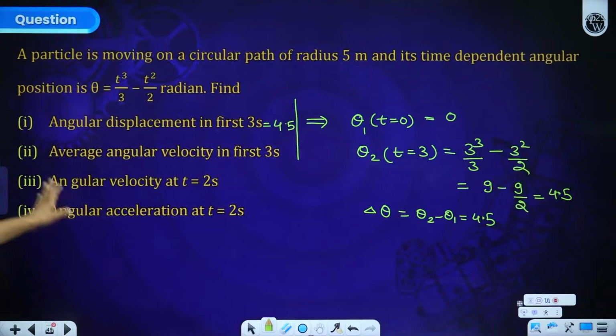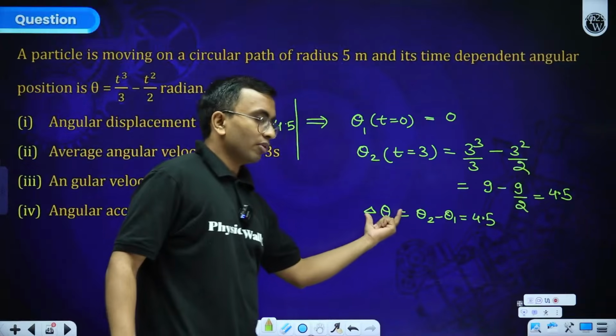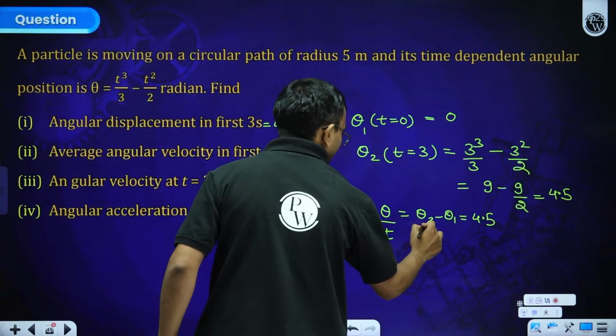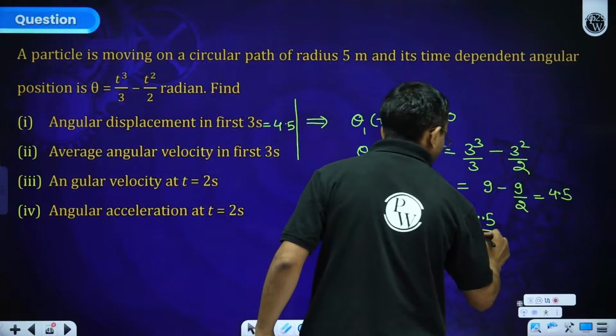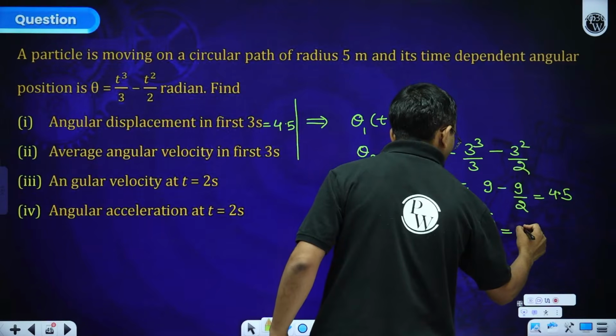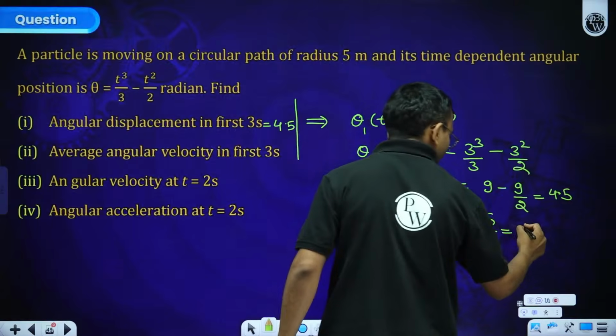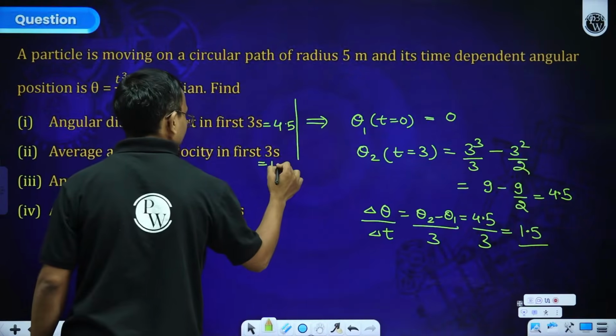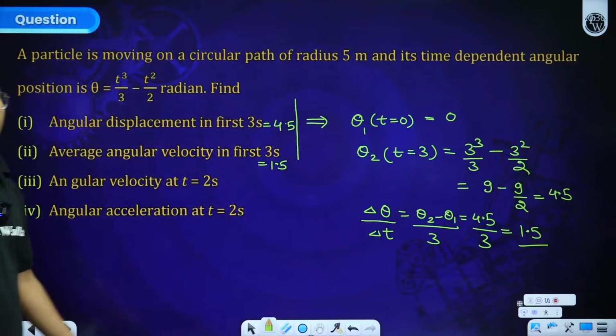Average angular velocity is angular displacement divided by the time interval. What is the time interval? 3. So how much does it come out to be? 1.5. So this comes out to be 1.5. Unit will be radian per second.